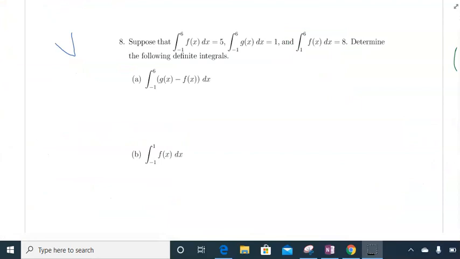Let's look at another problem. Suppose that the integral from -1 to 6 of f of x dx is equal to 5, and the integral from -1 to 6 of g of x dx equals 1, and the integral from 1 to 6 of f of x dx is equal to 8. Determine the following definite integrals. A, the integral from -1 to 6 of g of x minus f of x dx, and B, the integral from -1 to 1 of f of x dx.